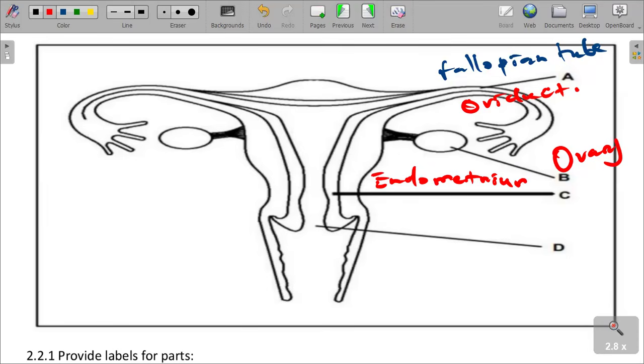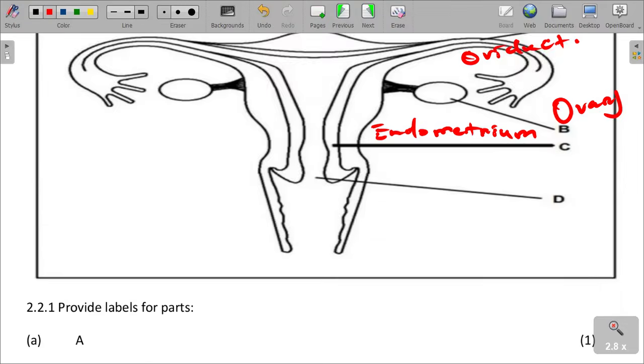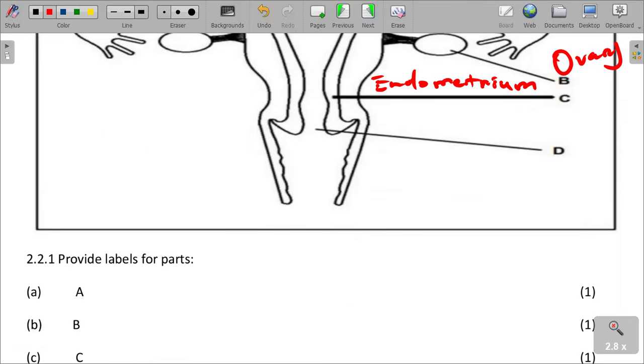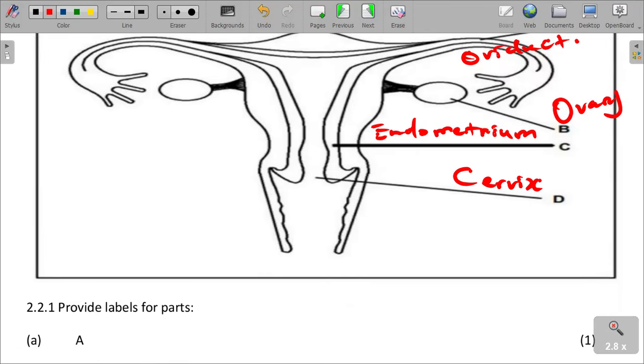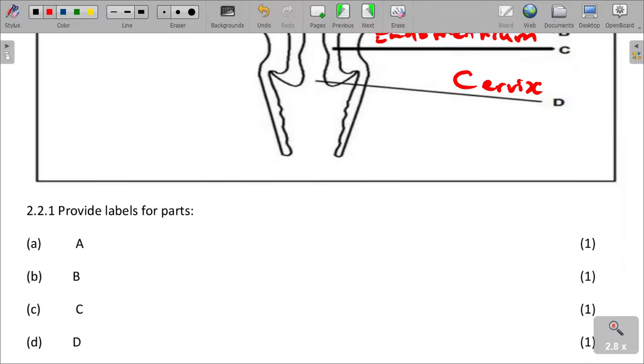C is the endometrium, or uterus lining. And D is the cervix. That is the cervix there. We said it is important for the birth process. It stretches to allow birth, to open up the birth canal.